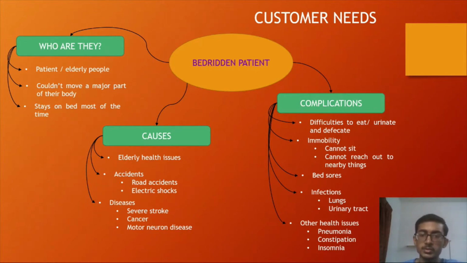Problems such as constipation and insomnia are also due to the lack of movement of muscles among bedridden patients. Due to all these complications, the bedridden patient needs someone like a caregiver to assist them almost 24 hours. This causes a huge burden to both caregiver and the bedridden patient. So the customer need will be to solve some of the complications here to reduce the burden of the caregiver and the bedridden patient, and to make it easier for a bedridden patient to overcome some of the complications listed here.